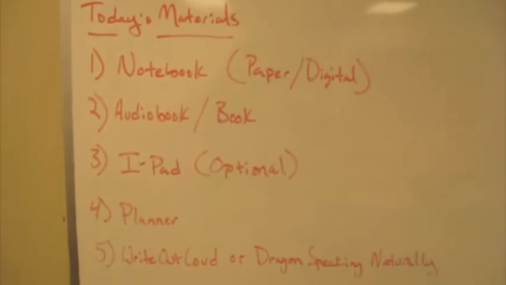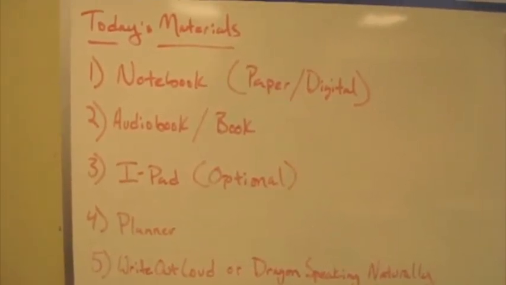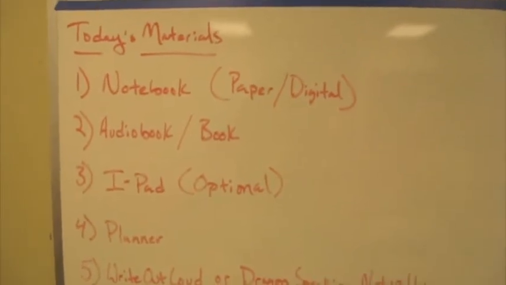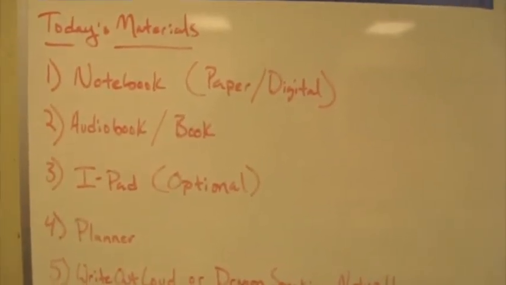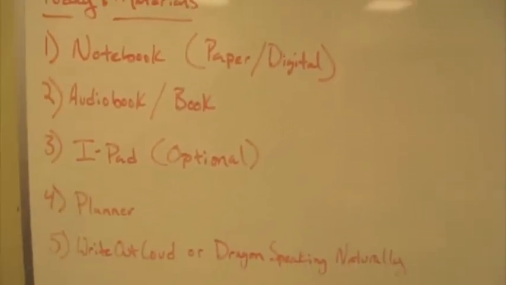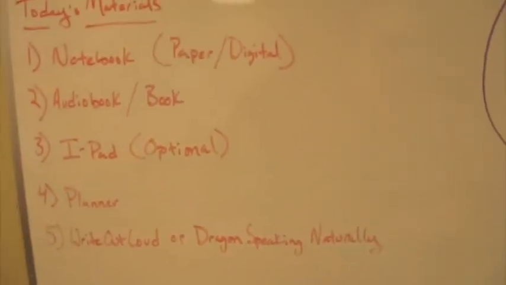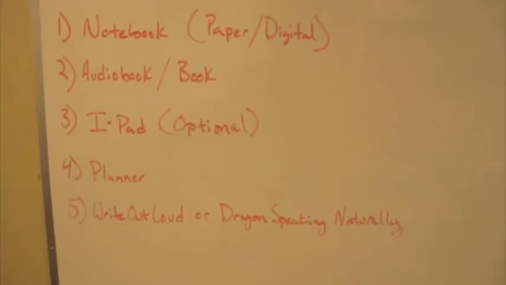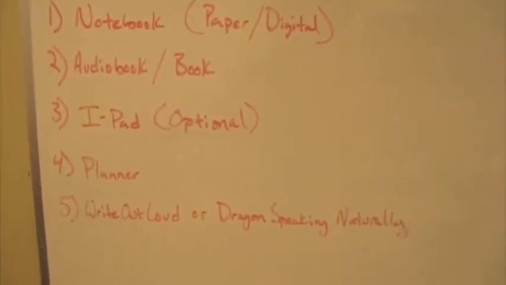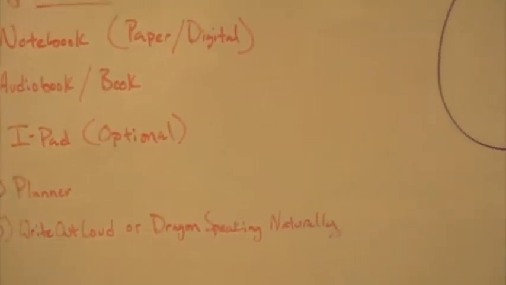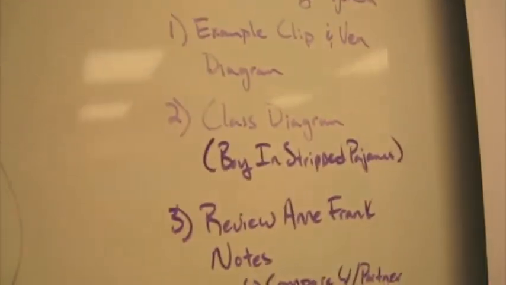Also, in the beginning of class I go through my planner, letting the kids know exactly what's expected of them for the day, and they write that in their planner. Some of them have their planners built into the iPad. And on the bottom it says Write Out Loud or Dragon Speaking Naturally, depending on whether the student is using an iPad or a laptop. That is a system built for them to speak, and it does the typing for them.